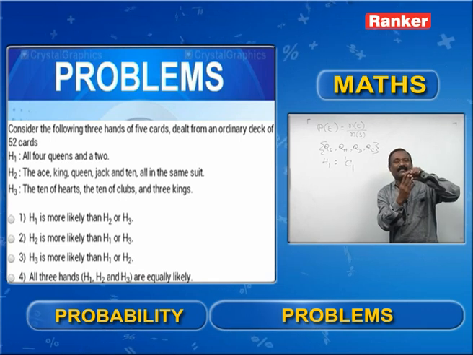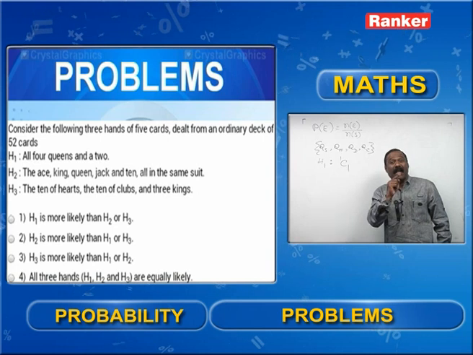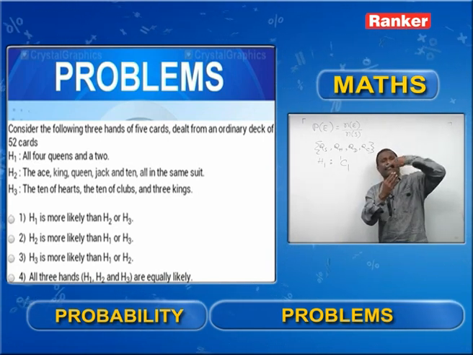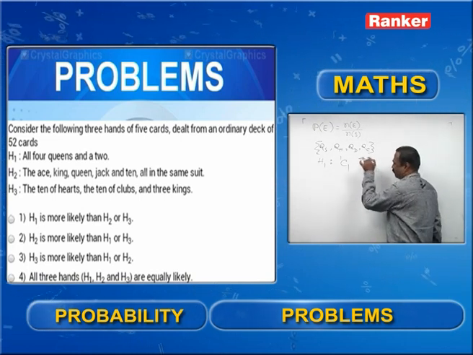4 2s you will have. From 4 2s you need only 1 2. A2 is given, so 1 2 you need. So from all the 4 10s you can choose only 1.